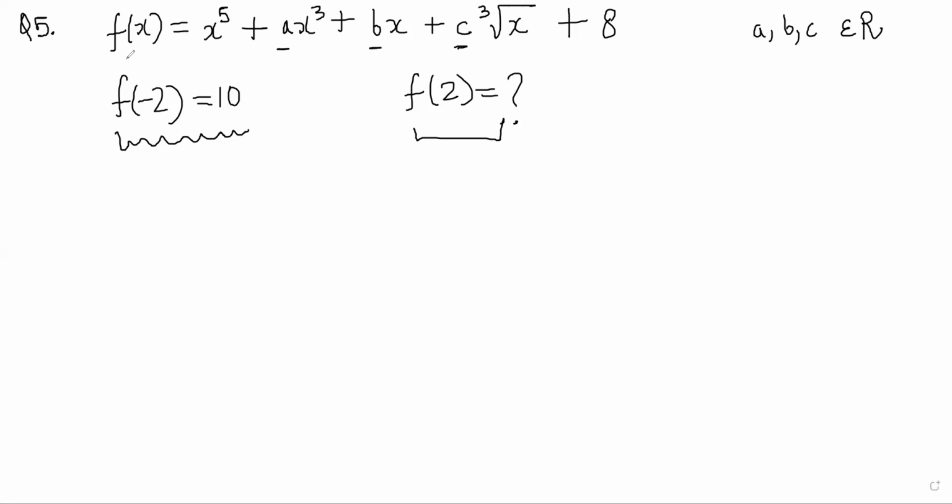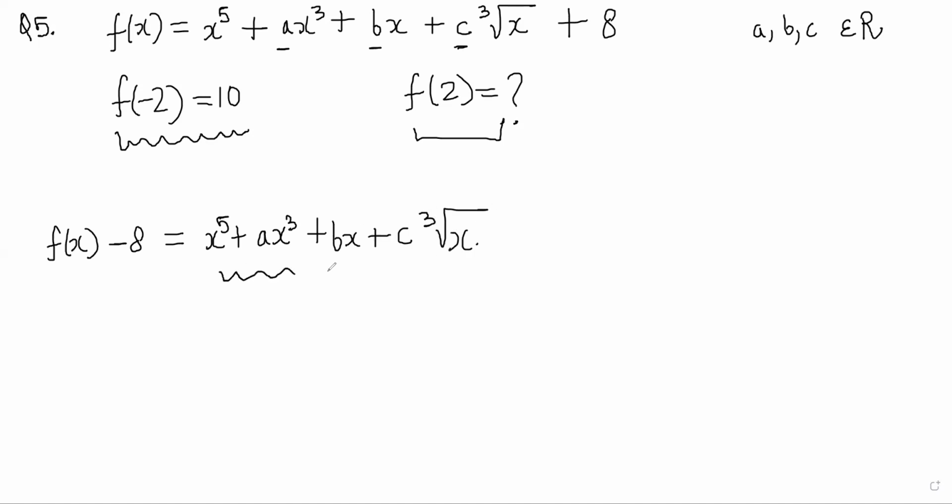You can quickly see here that f of x minus 8 is equal to x power 5 plus a x cube plus b x plus c cube root of x. And this whole function on the right hand side has odd powers and basically is an odd function. Can you see that? If you put minus x in the right hand side, it becomes minus x power 5 minus a x cube minus b x and minus c cube root of x. So this is an odd function.